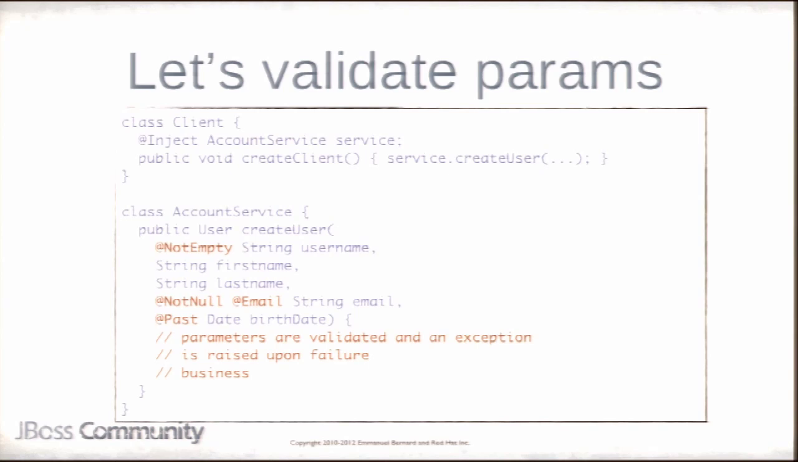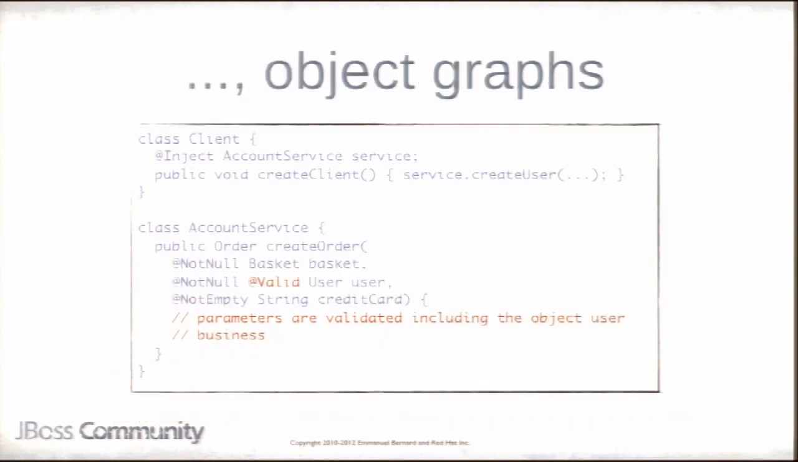That works for simple types, but that also works for beans themselves. So if at some point I pass an actual user to my service object, I can use the @Valid annotation to say, please go and validate this user object and make sure all the constraints within the user object are actually valid.